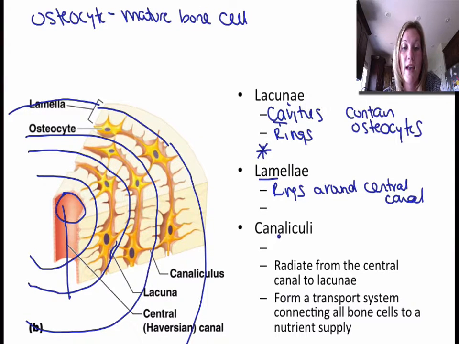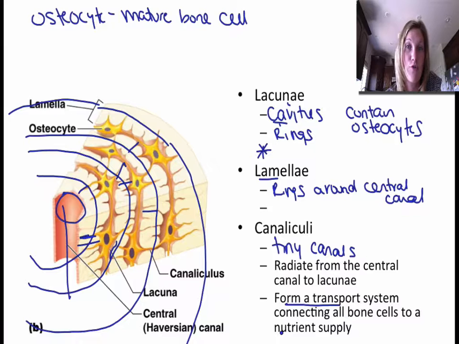Alright, so let's go ahead and define the canaliculi. Canaliculi are tiny canals. Basically they are radiating from the central canal to the lacunae. So they're little tiny canals that are connecting each of these together. Their purpose is to form a transport system connecting all bone cells to a nutrient supply.